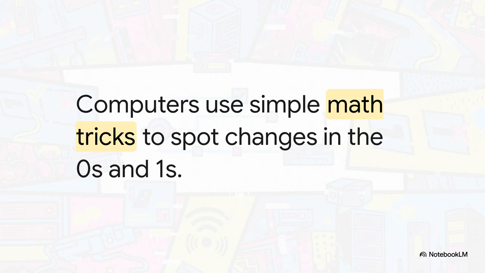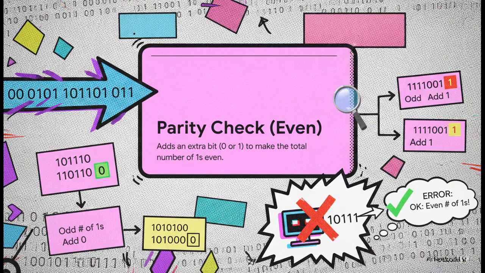It obviously doesn't read the data like a human reads a book. Instead, computers use simple math tricks to spot changes in the ones and zeros. Let's put on our problem-solving hats for a moment, like we're studying for an IGCSE Computer Science exam, and look at one of the standard methods used to validate this data. One of the most brilliant foundational rules here is the parity check. Specifically, let's look at even parity.